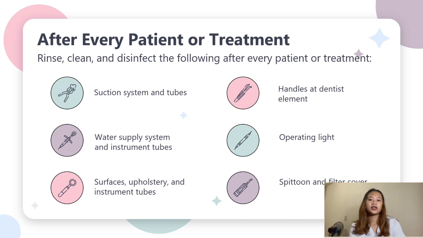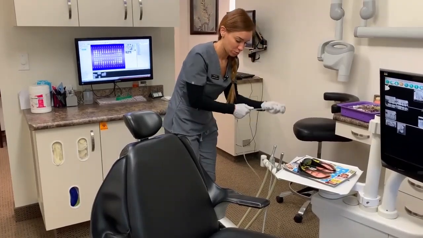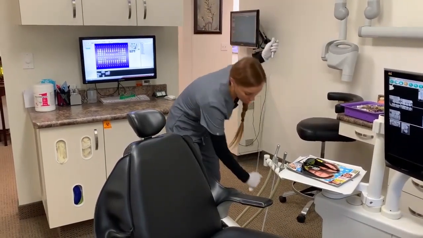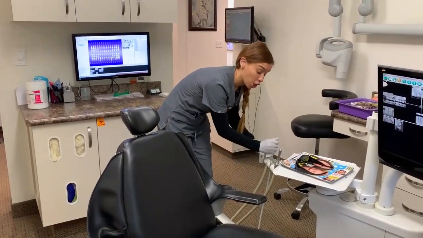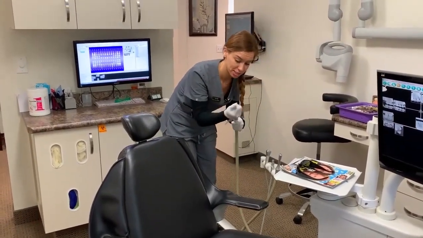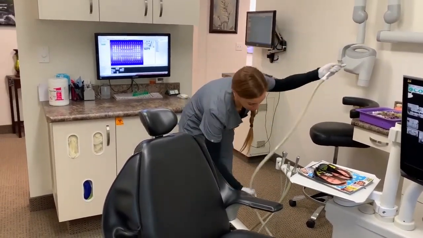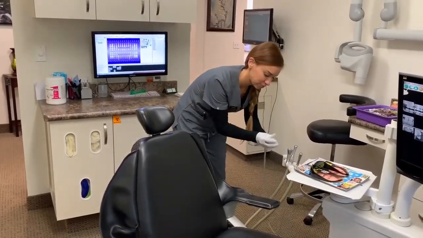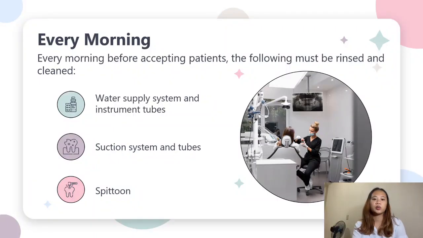For the disinfection schedule, after every patient or treatment, rinse, clean, and disinfect the following: suction system and tubes, water supply system and instrument tubes, surfaces, upholstery and instrument tubes, handles at dentist element, operating light, spittoon, and filter cover. Disinfection schedule every morning: before accepting patients, the following must be rinsed and cleaned. First is water supply system and instrument tubes, suction system and tubes, and spittoon.